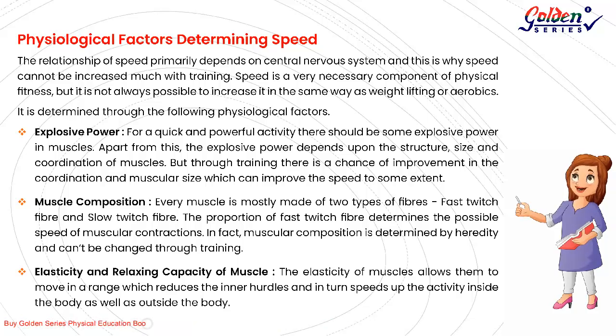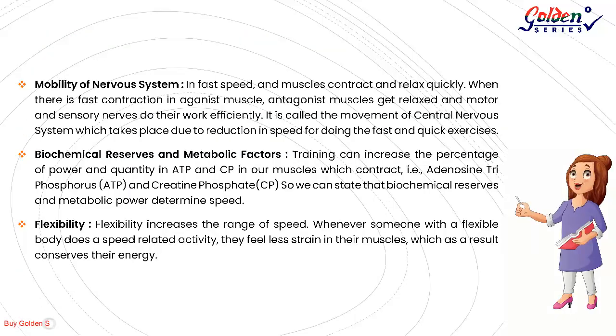Elasticity and relaxing capacity of muscle. The elasticity of muscles allows them to move in a range which reduces the inner hurdles and in turn speeds up the activity inside the body as well as outside the body. Mobility of the nervous system. In fast speed, muscles contract and relax quickly. When there is fast contraction in the agonist muscle, antagonist muscles get relaxed and motor and sensory nerves do their work efficiently. It is called the mobility of the central nervous system, which takes place due to reduction in time for doing fast and quick exercises.